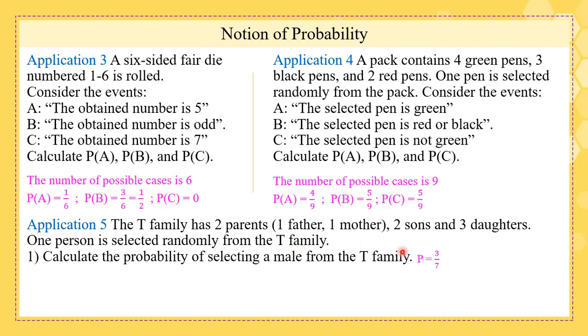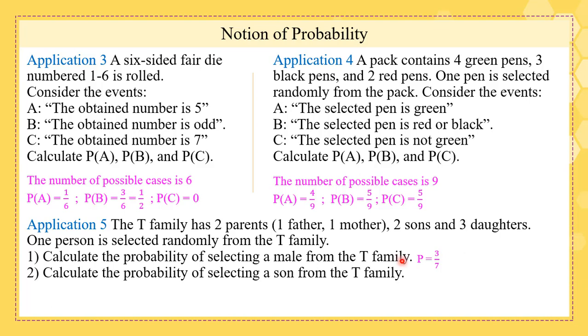In fact, we have 7 persons, and out of these 7 persons, we just have 3 males, which are the 2 sons and the father. So the probability is 3 over 7. Now calculate the probability of selecting a son from the T family. We have 2 sons out of the 7 persons.